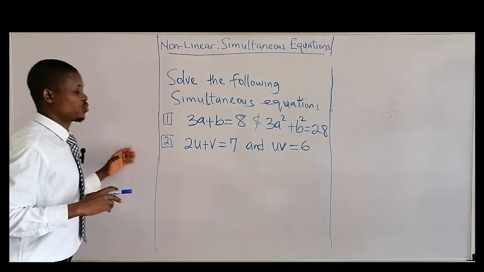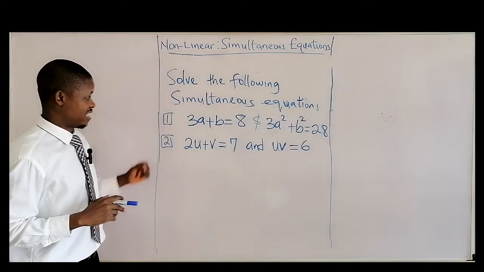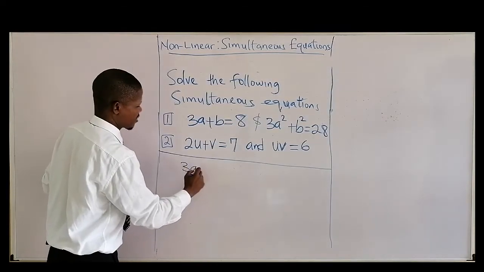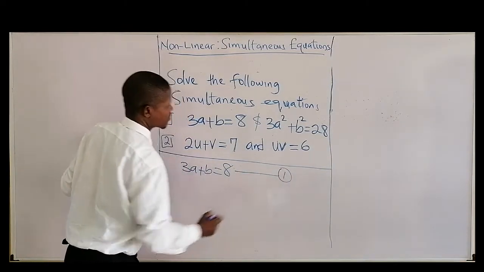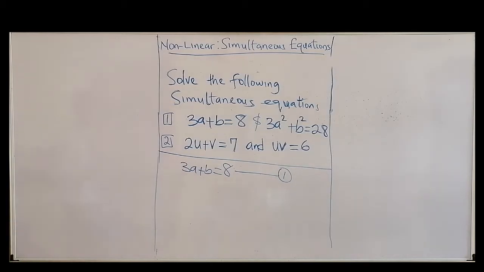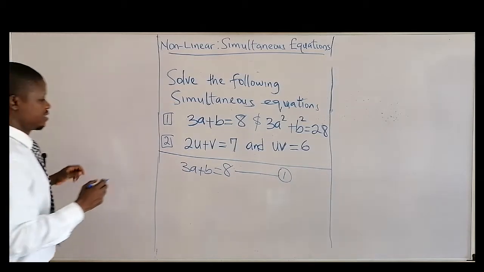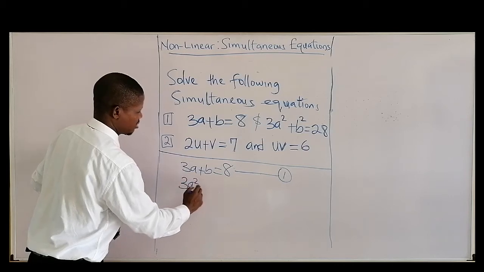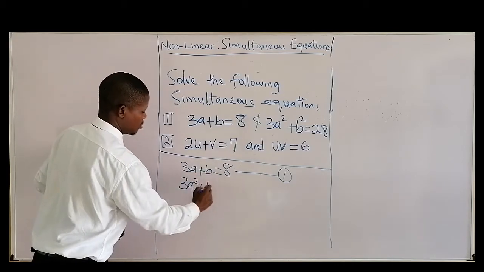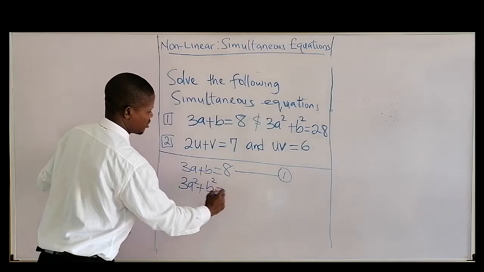Another set of questions we have is this: 3a plus b equal to 8. Call that one question 1, then this is the equation. The second one is a polynomial, a quadratic, a polynomial of power 2: 3a squared plus b squared equals 28.